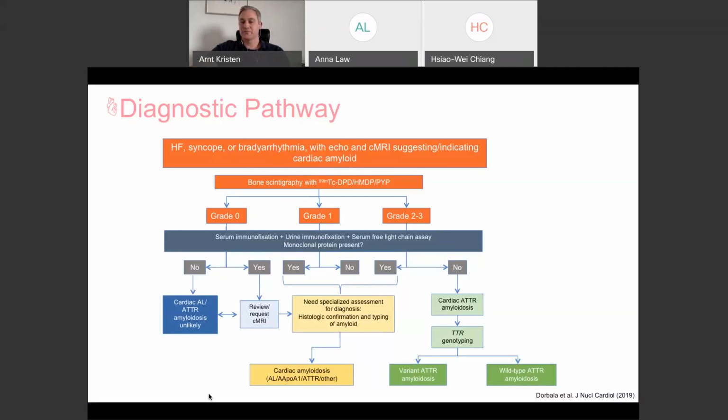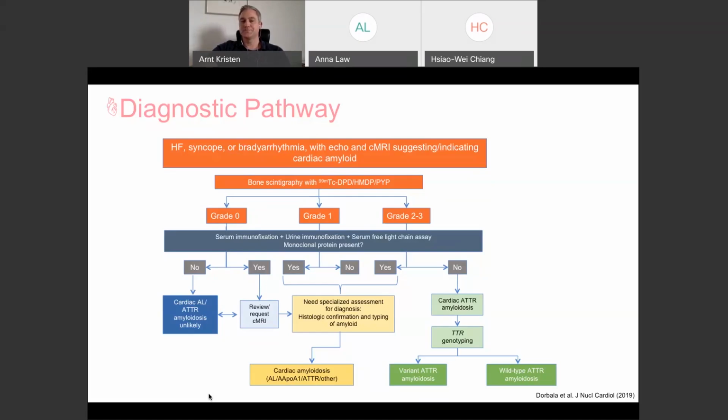And if we do have a very high cardiac uptake of the tracer, which is graduated by the Perugini score, so if we have a high score, grade 2 or 3, and a negative screening for monoclonal gammopathy, then according to this pathway, the diagnosis of cardiac ATTR amyloidosis is given, shown on the right side in the green boxes, and then we have to do a TTR genotyping to differentiate variant ATTR amyloidosis and wild-type TTR amyloidosis.